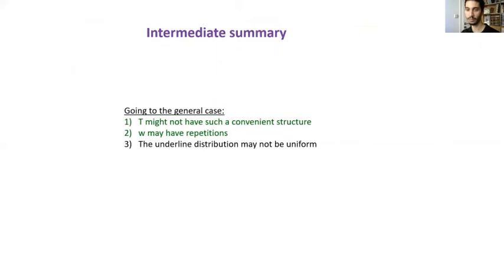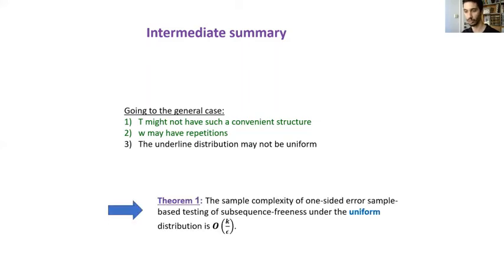To sum things up, we have already analyzed the simple example. We showed how to handle the case of general text T and the case of general words W that may have repetitions. So we have achieved our first result. The sample complexity of one-sided error sample-based testing of subsequence freeness under the uniform distribution is k over epsilon.